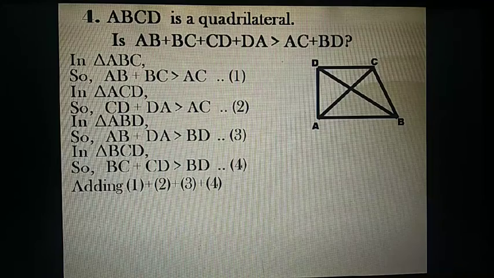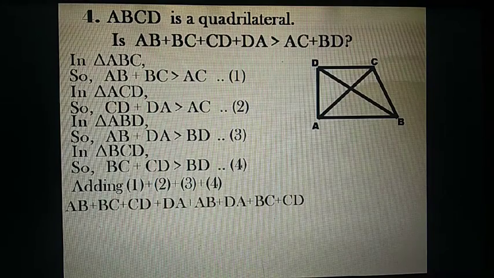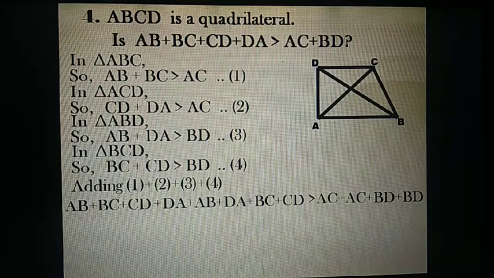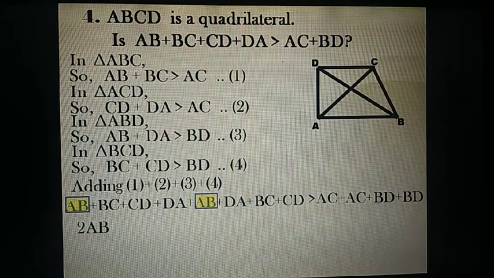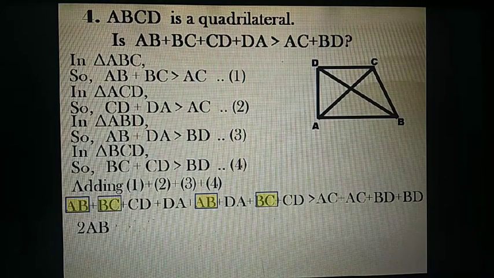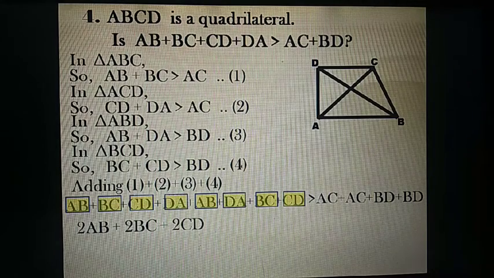Adding all of them means left hand side first and then right hand side. Adding left hand side will get this expression, and then greater sign and right hand side. On the left hand side you can see there are 2AB, so you can write it as 2AB. Now there are 2BC, there are 2CD, there are 2DA.